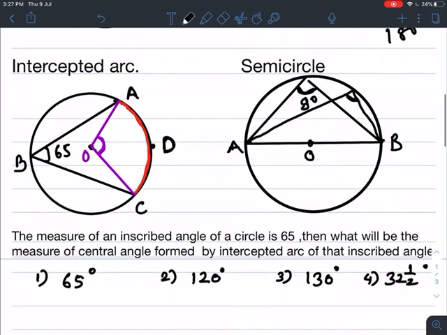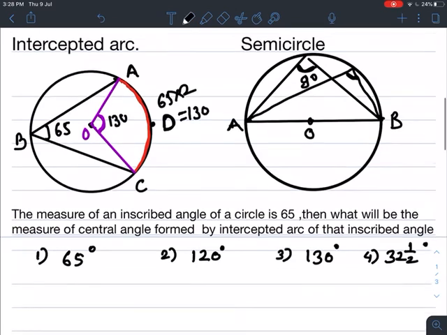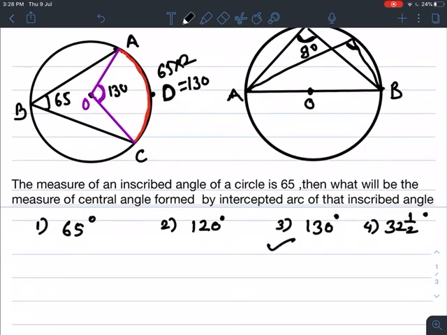Now we will go back to this example. The measure of the inscribed angle is 65, its corresponding arc, the arc intercepted by this angle ABC, is double, means 65 into 2, which is 130. So the measure of this intercepted arc is 130. If this measure is 130, the measure of the central angle is the same, equal to the measure of the intercepted arc. So angle AOB is equal to 130. So the option is 130.